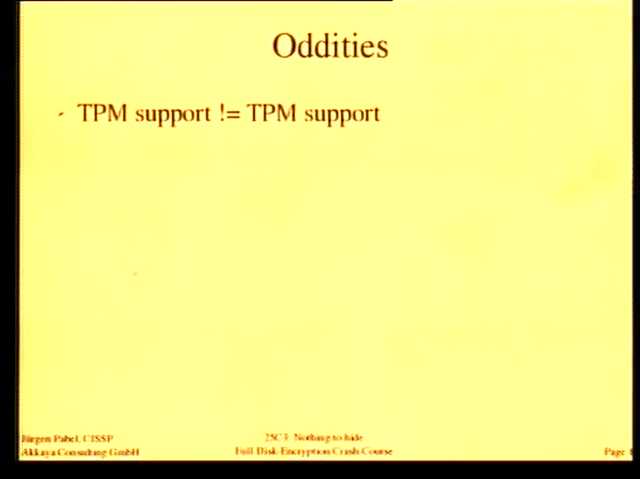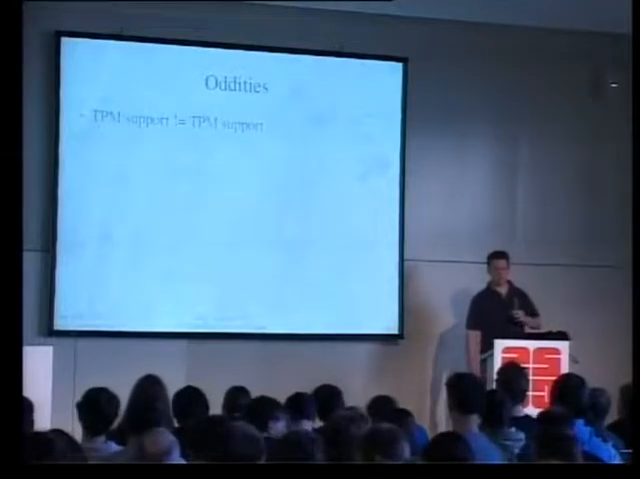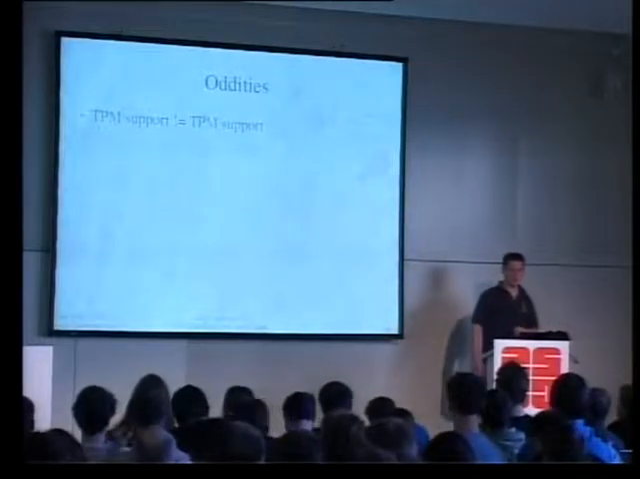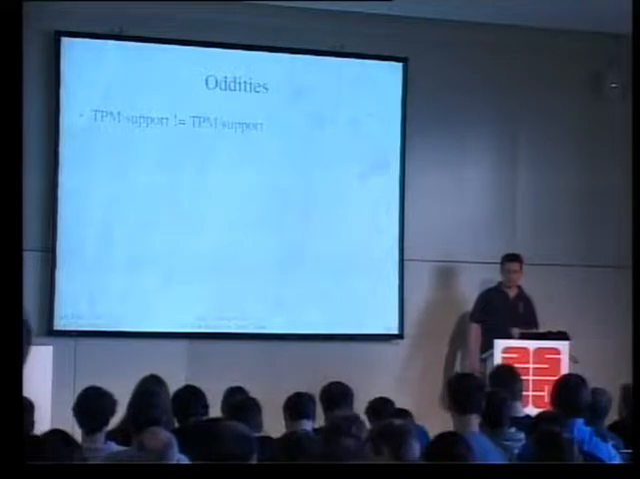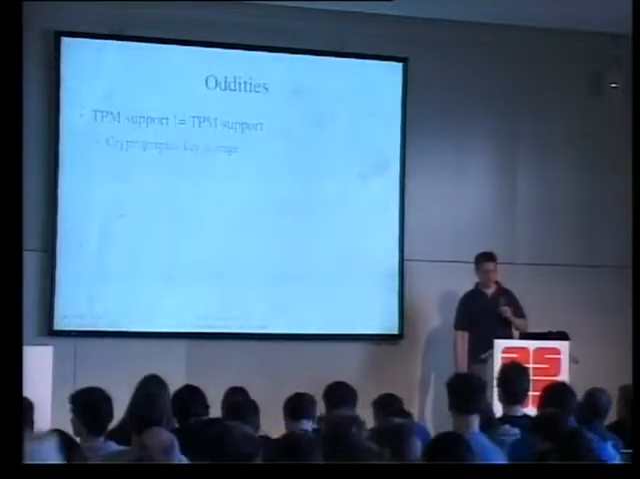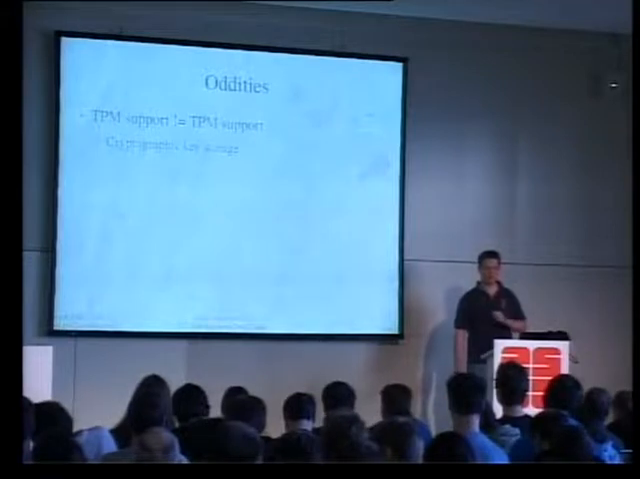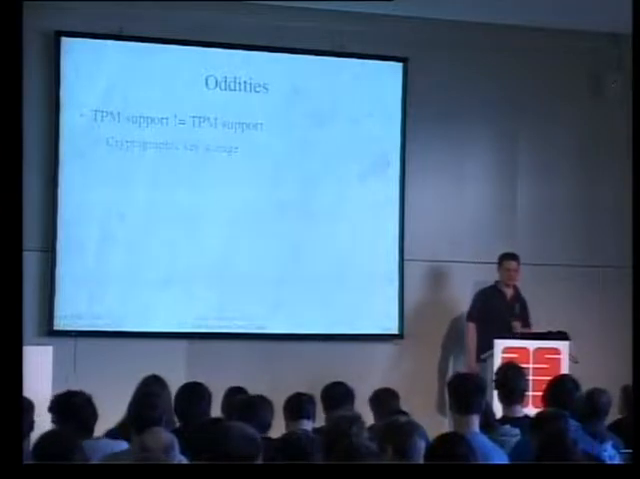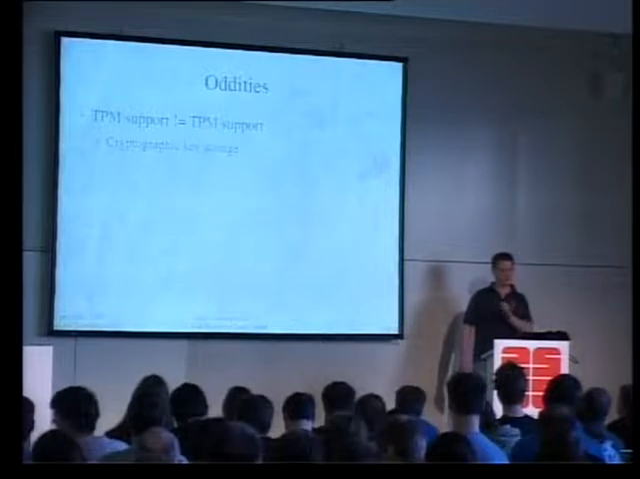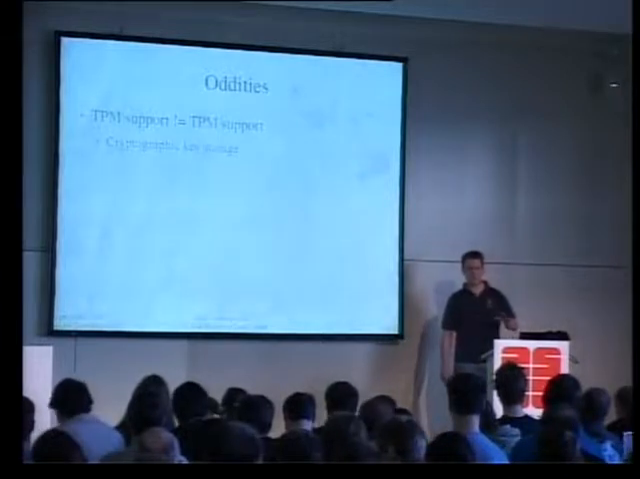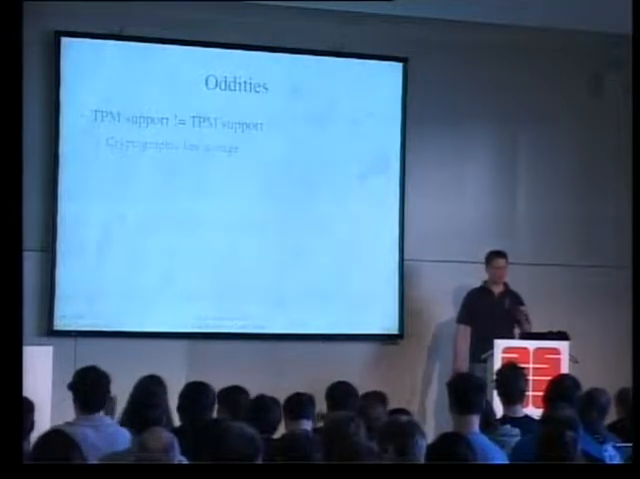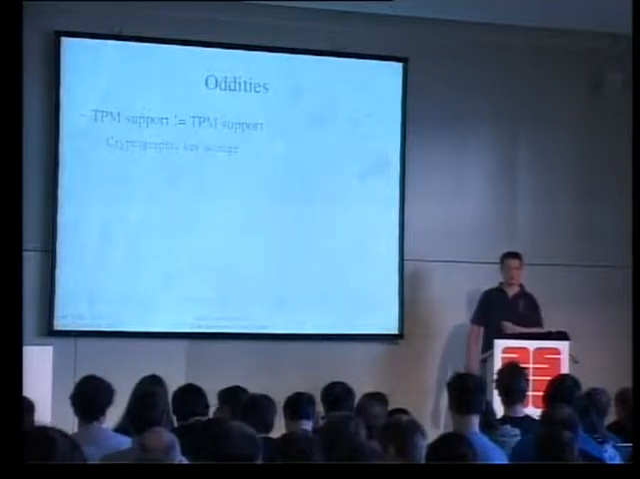Number one is TPM support is not TPM support. TPM modules allow you, or you would expect, to use a TPM chip so that you can store your cryptographic key in it. And this is actually the one thing why Windows Vista BitLocker was mentioned, because it's the only full disk encryption product out there, at least for Windows, that allows you to store your cryptographic key in the TPM.